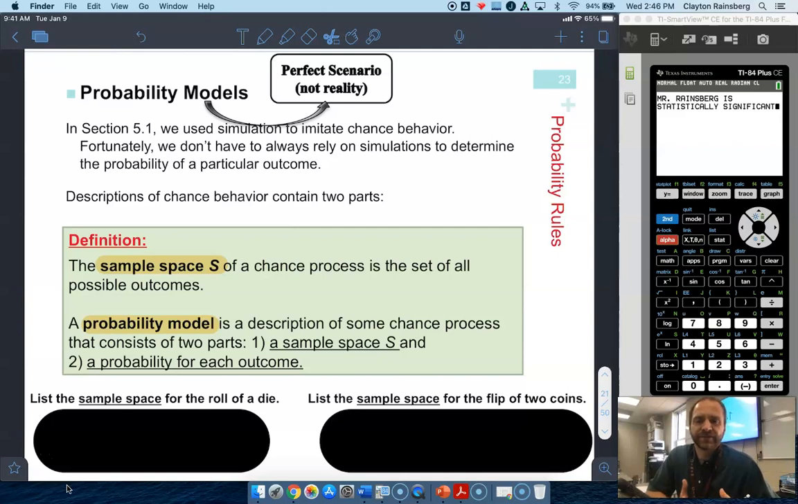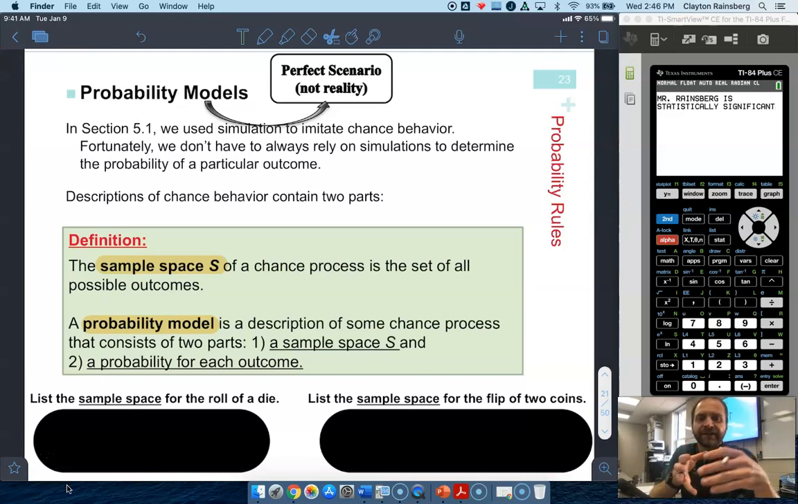And we have a sample space. When we look at a probability model, we are trying to create all the possible outcomes and determine the probability of them. So we can list out the sample space, and we use a capital S for that. It gives us the chance process of those outcomes. And then we have a probability model, which is a description of that process. That probability model comes with the sample space, which is the set of all possible outcomes, and it comes with the probability of each outcome.